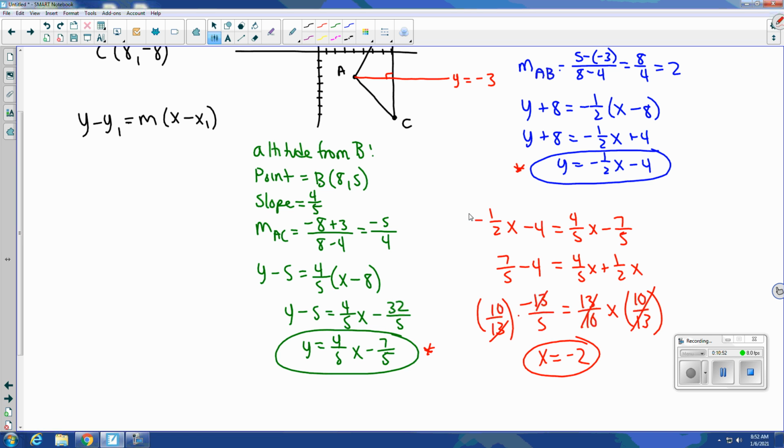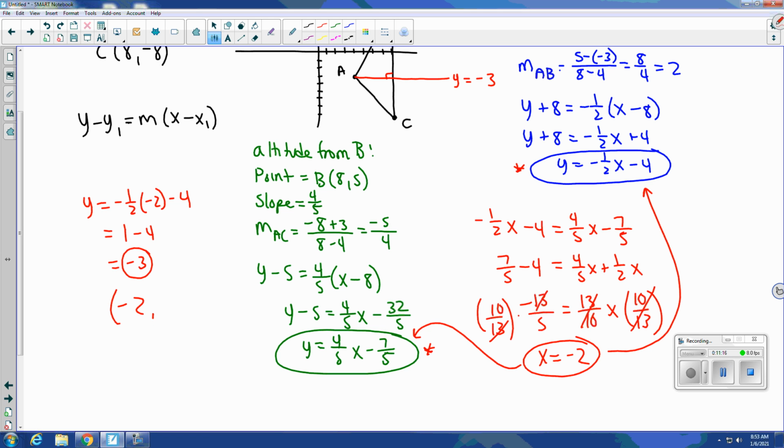We can take this negative 2 and plug it back into one of the two equations from the system that you used to find that value. So we can say y equals negative 1/2 times negative 2 minus 4. So multiplying these two together, we'll get a positive 1 minus 4, and that's where that negative 3 comes from, which is what we'd expect. So the location of the orthocenter is at negative 2, negative 3.